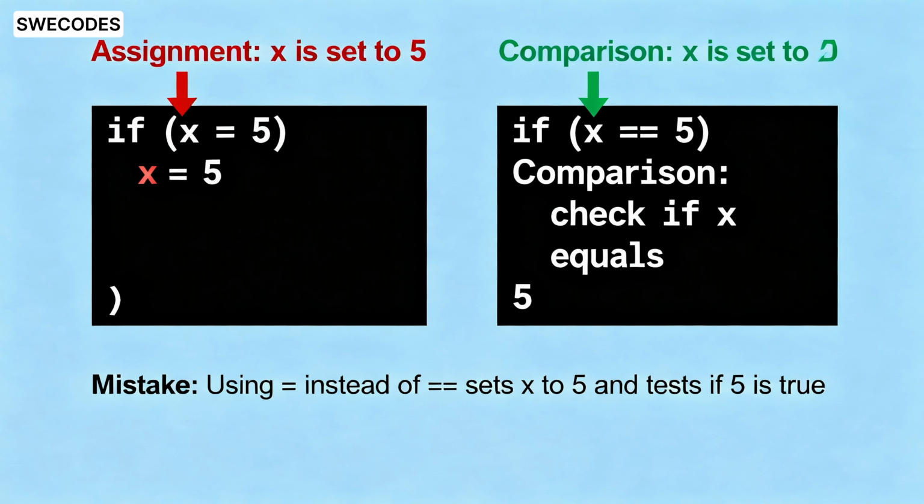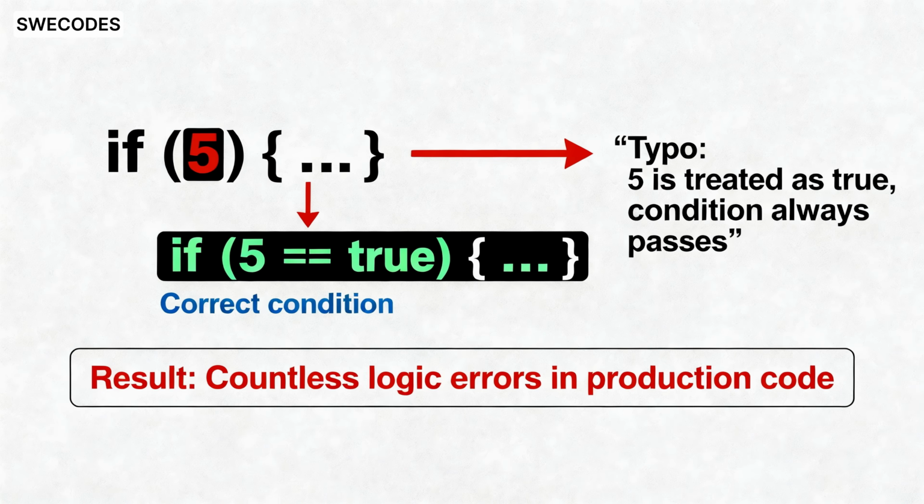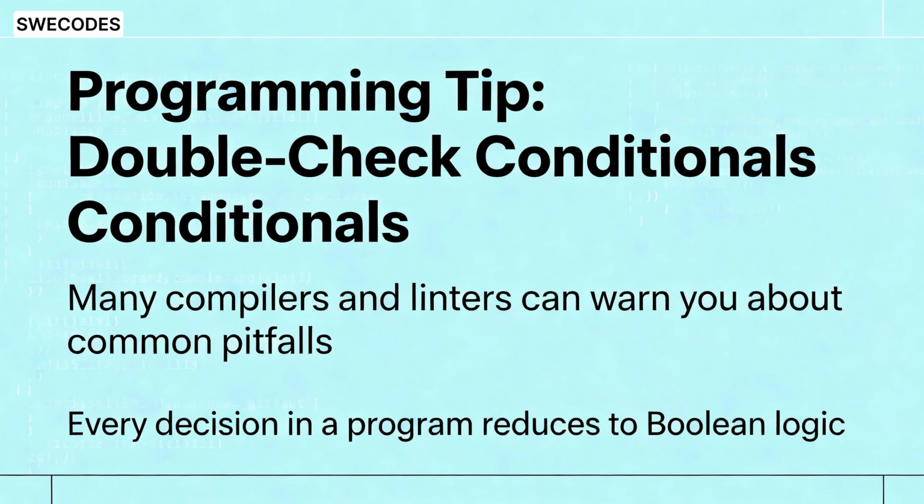If you accidentally write "if x = 5" instead of "if x == 5", you're not checking whether x is 5. You're setting x to 5 and then testing if that new value is true. And since 5 is treated as true, the condition always passes. This single typo has caused countless logic errors in production code. Tip: always double-check your conditionals. Many compilers and linters can warn you if they detect this common pitfall.